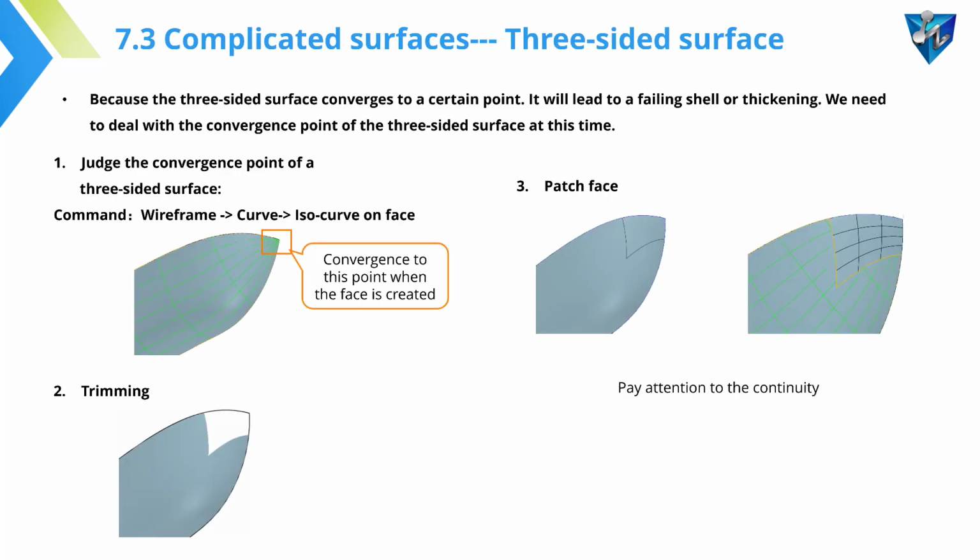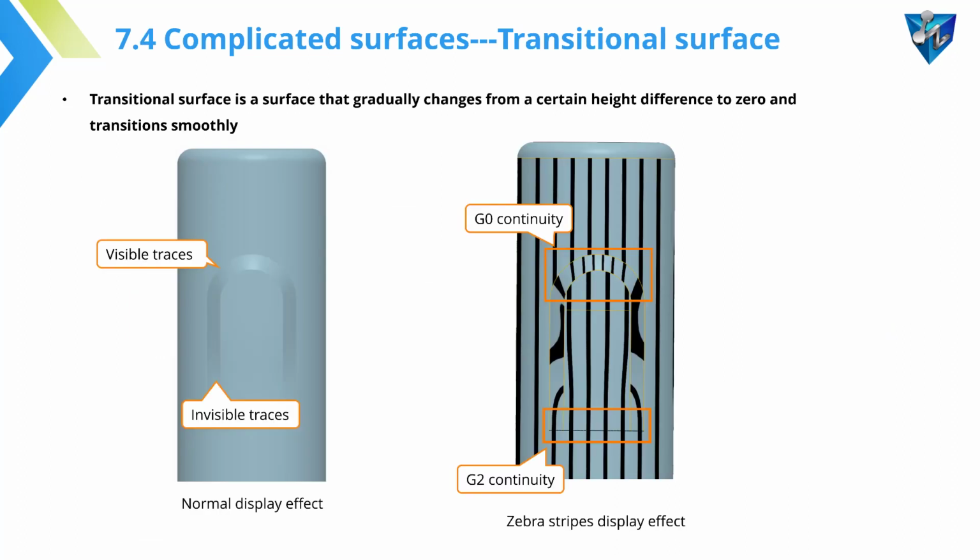Next, I will introduce the three-sided surface. I mentioned earlier that if you don't do any operations on the three-sided surface, the thicken command or shell command may fail. Why is this? You can use the ISO curve on face command to check the three-sided surface. You can see the convergence at this point when the three-sided surface is created. This is the reason. So we need to trim the surface, which includes the convergence point, and then patch the surface. After finishing these operations, this surface can be thickened. Next, let me introduce the transitional surface.